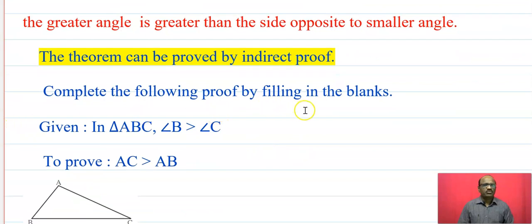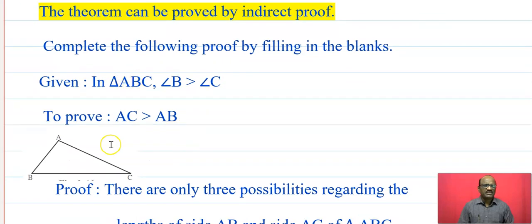Complete the following proof by filling in the blanks. What's happening in triangle ABC? In triangle ABC, measure of angle B is greater than measure of angle C. Then which side is opposite to angle B? AC is opposite to B. And what about angle C? AB. Therefore AC is greater than AB.